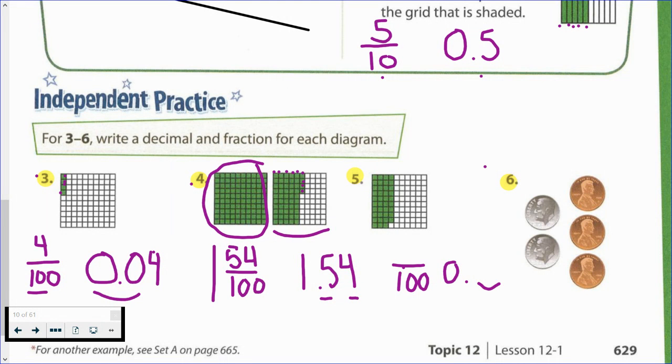I hope these 2 sample problems were a help to you. So give these a try and see how it goes.